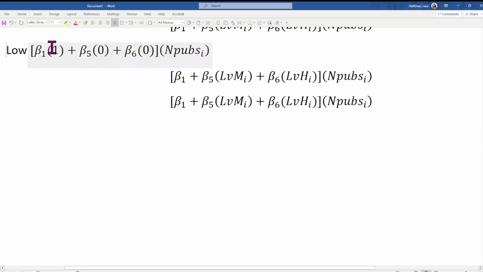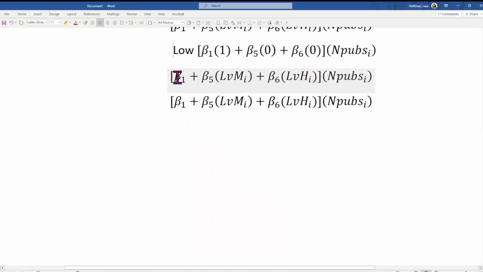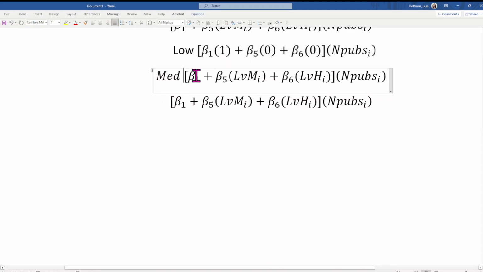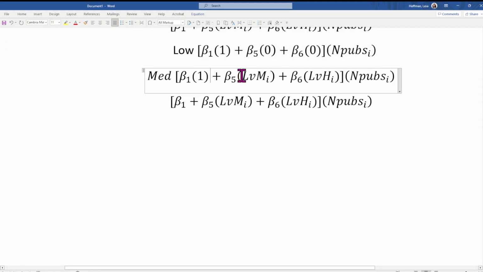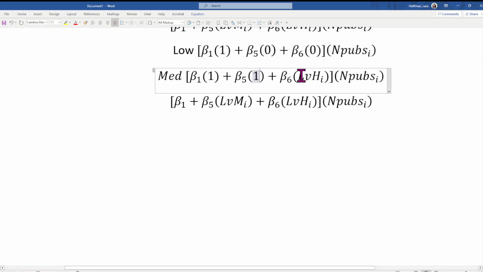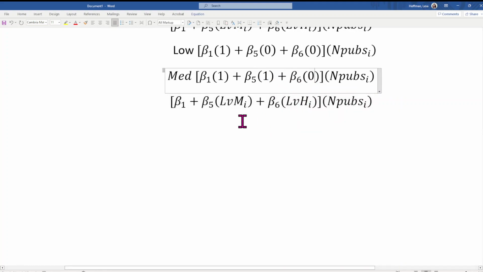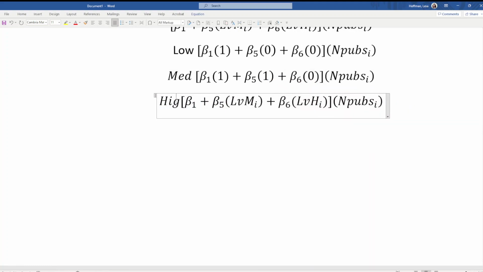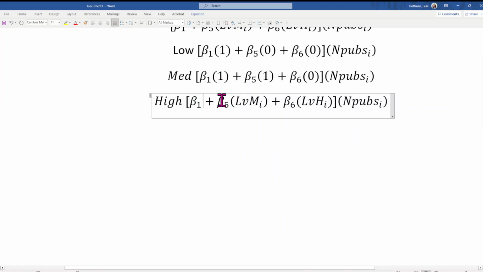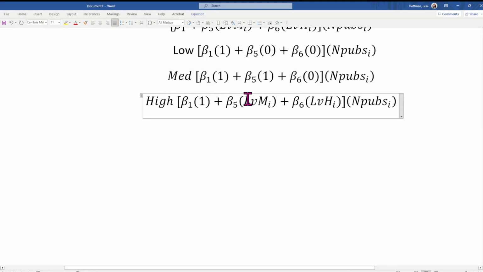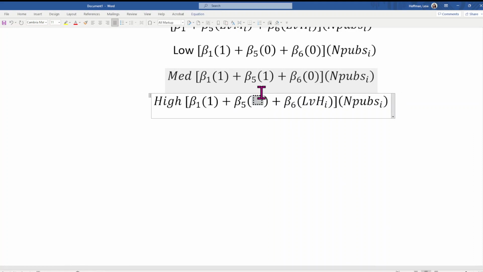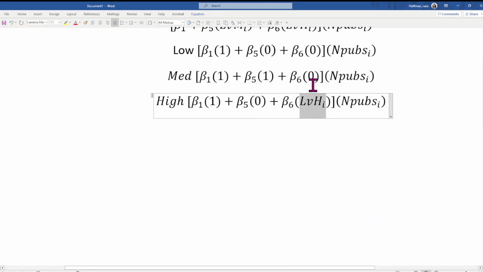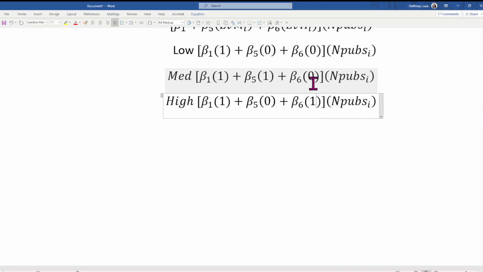Why does it do that? Go back to the middle. What if I want to do it for medium? Same thing, right? I need a 1. What goes here? 1. What goes here? 0. Okay. What if I want to do it for high? Getting good at this, right? A 1? 0 on that one. And here? 1. Cool. All right.